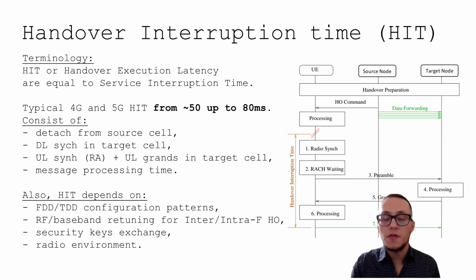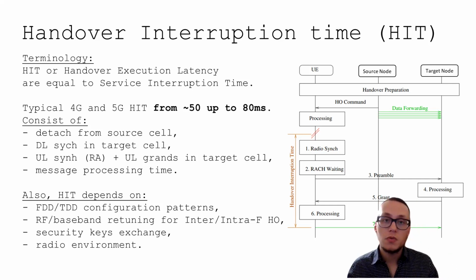In a very simple way, these are: detaching from the source cell, some time needed to synchronize in the downlink direction with the target cell, sometimes the user equipment needs to synchronize in the uplink direction, to send a random access preamble, and to process all of those messages. And that time also depends on what type of network we have. Is it FDD or TDD? Because in the case of TDD, it also depends on subframe configurations and on how exactly the random access preamble will be allocated in certain slots.